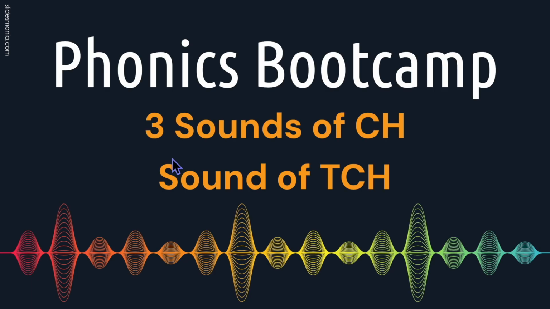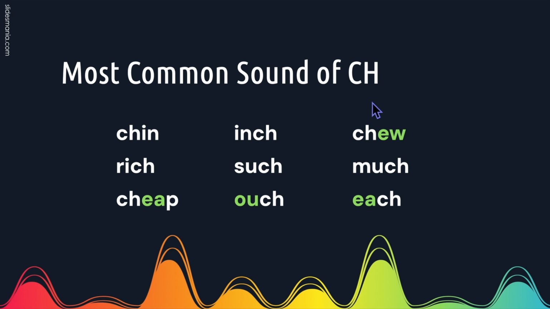We're going to learn the three sounds of CH and the sound of TCH. The most common sound of CH is ch. This is the first one kids learn. Chin, inch. EW says oo or you. Chew, rich, such, much. EA in this word says E, cheap. OU says ow most of the time.